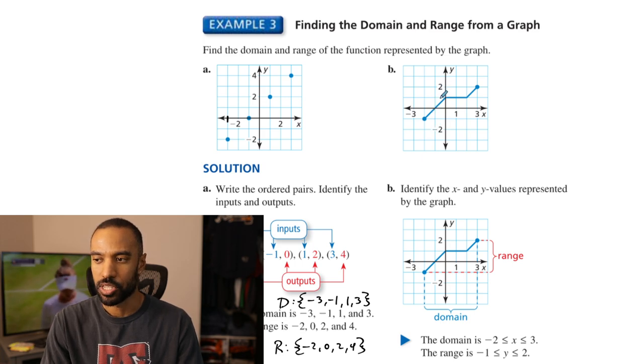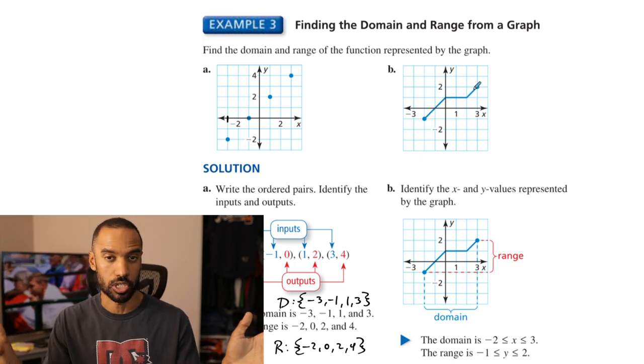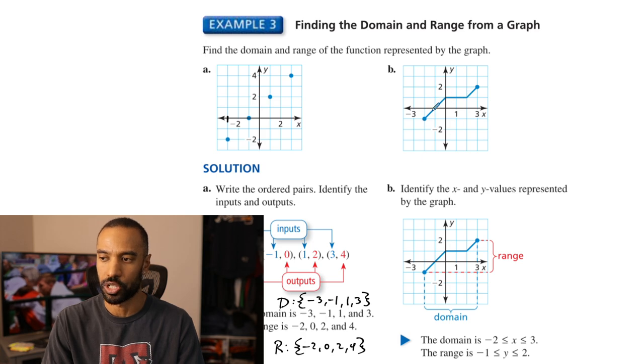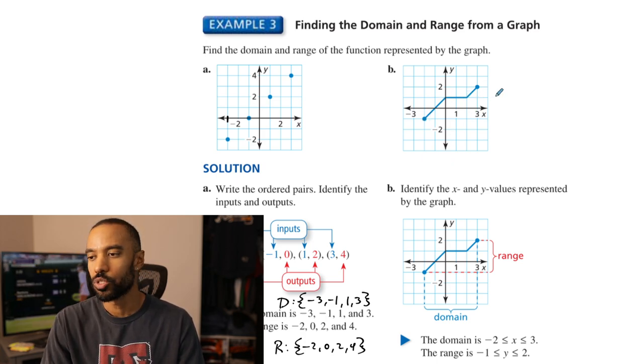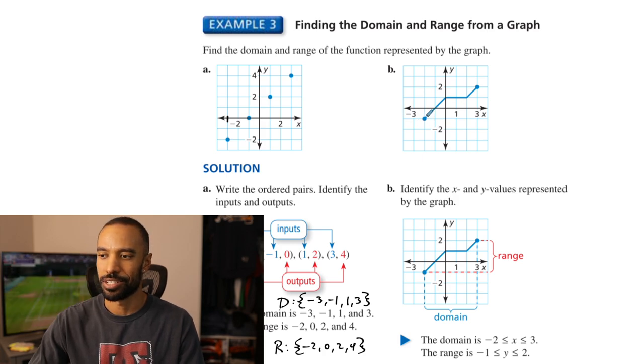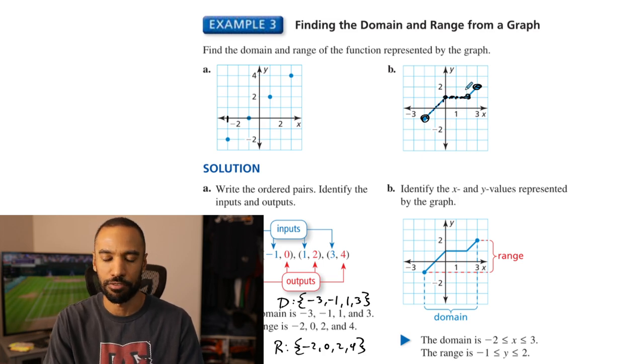Now, part B is a continuous relation, and it's a function. It doesn't go on forever, but it's continuous, which means that there's an infinite number of values, right? It doesn't just hit here, it doesn't just hit at these parts. It hits everywhere. It hits here, here, here, here, here, here. We can't write an infinite list.